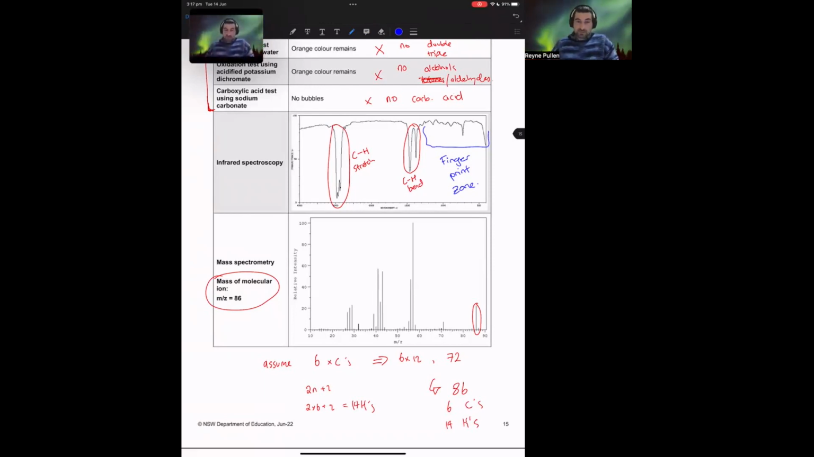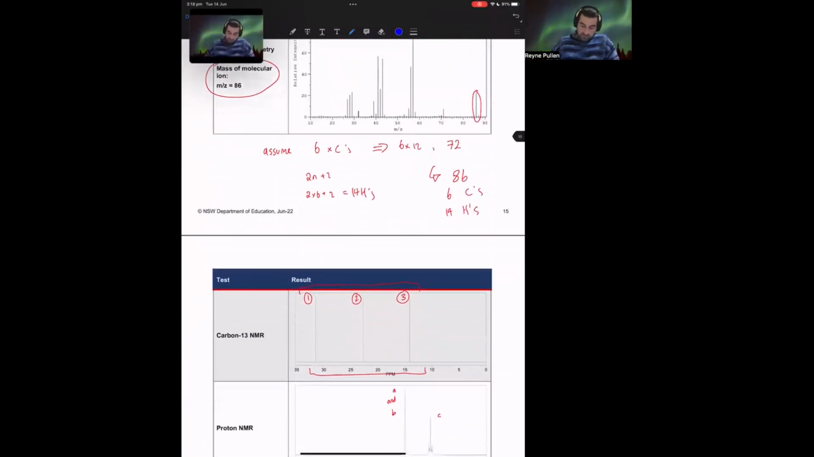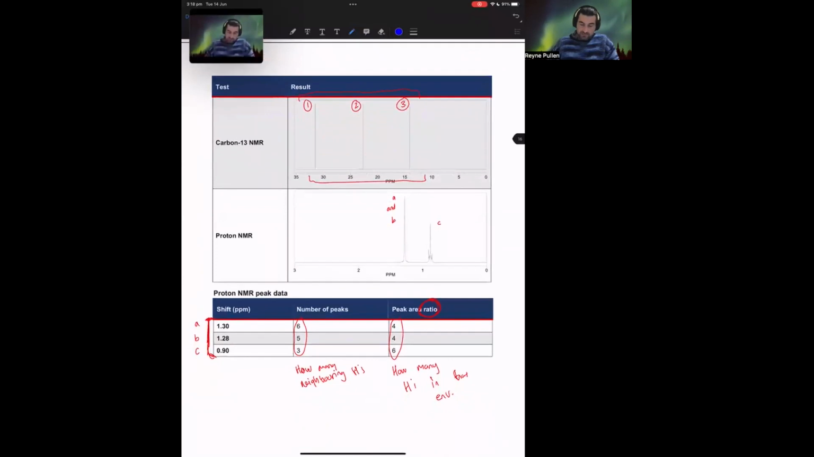The last thing we need to think about then is how is this arranged? And we have a really big clue if we come back down here to the fact that our carbon NMR only has 3 peaks, but we know it's got 6 carbons. The big clue here is that for that to work, it means that some of our carbon environments must be the same. So there must be 2 carbons with the same environment, and then another 2 with the same environment, and then another 2 with the same environment.